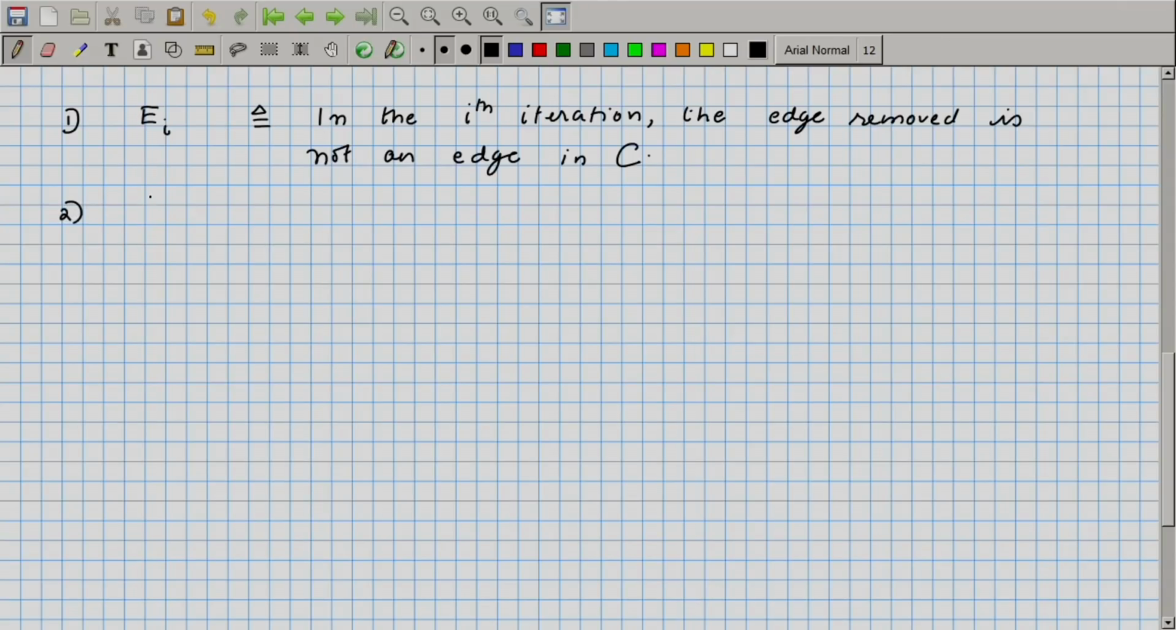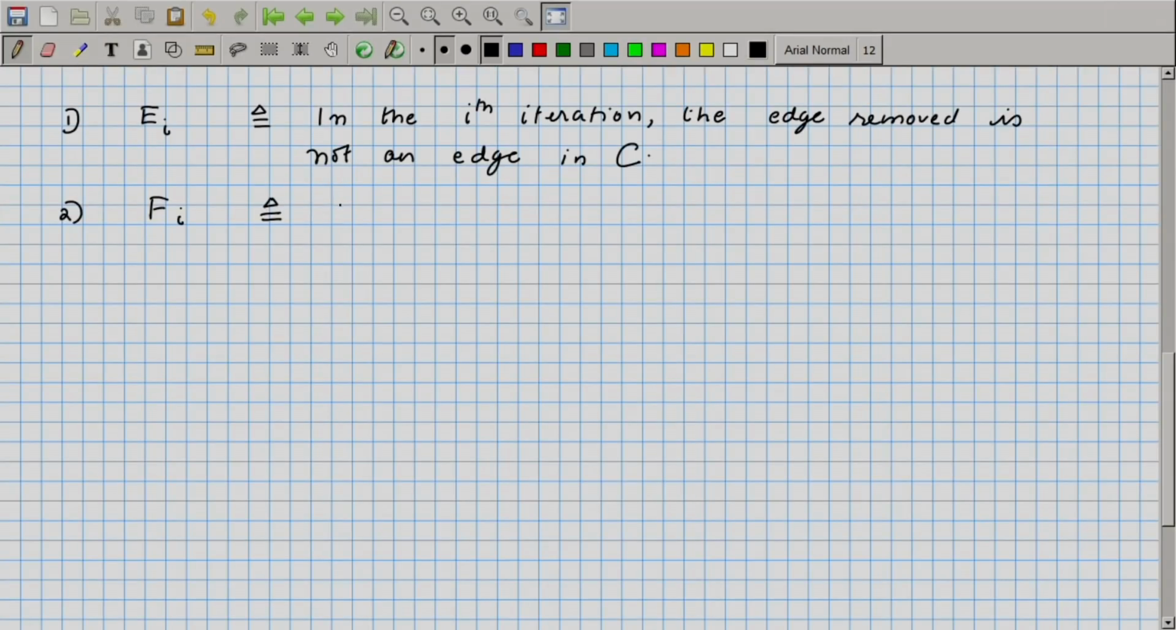The second event that we described was F_i, which denotes the intersection of all E_i's up till that stage. In other words, till the ith stage, none of the edges removed belongs to the cut. So, this is the event that no edge removed till the ith step, and including the ith step, is in C.